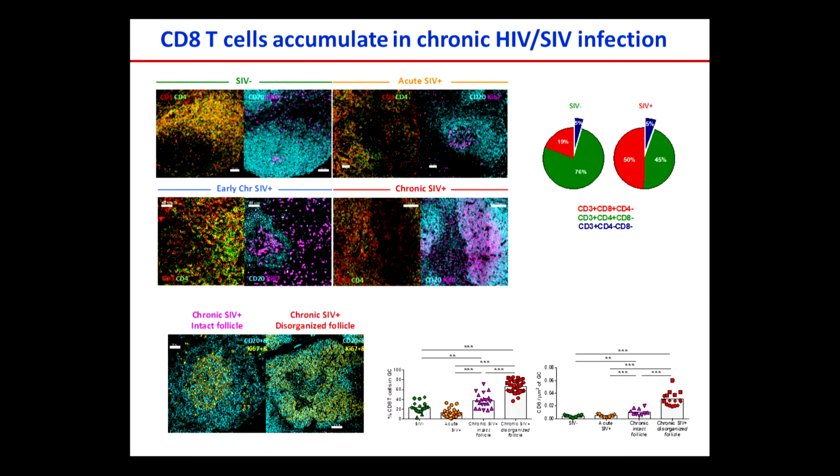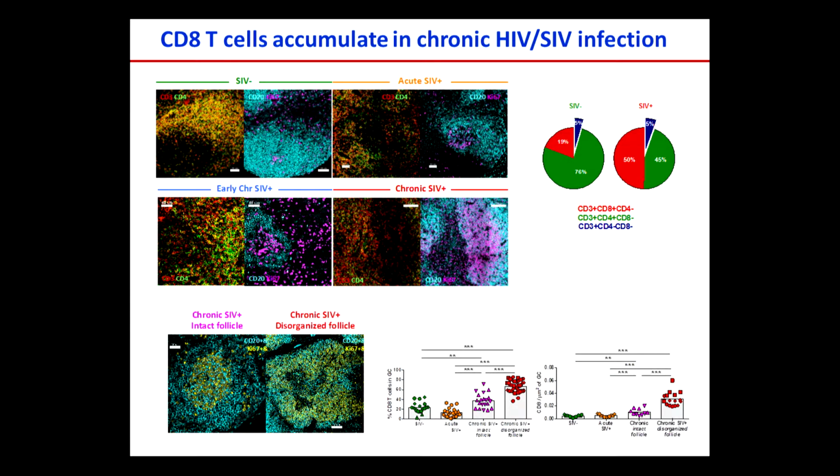So we looked at lymph nodes that either had a fairly intact follicular structure or a very disorganized follicular structure. And once again, we identified the germinal centers and counted CD8 T cells. Here you can see the actual number of CD8 T cells in these germinal centers.